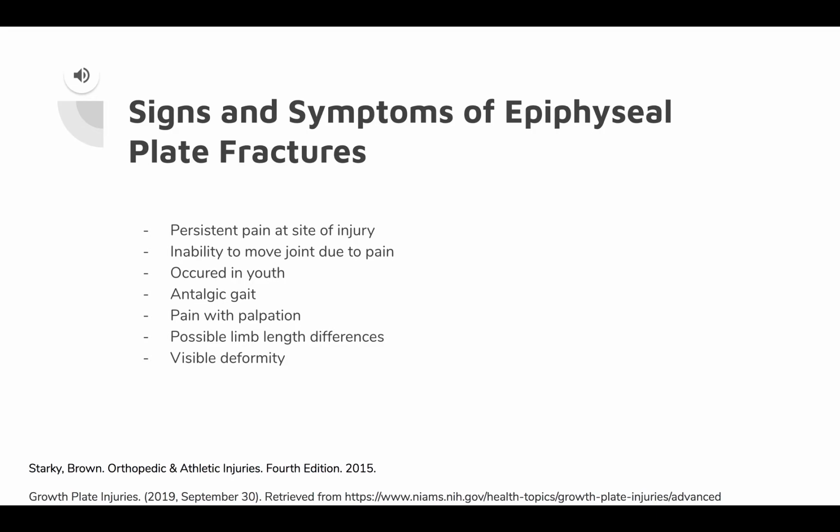There may be presence of an antalgic gait. This is limping, and it's only if the injury is to the lower limb, obviously. There may be possible limb length differences, and there may be a presence of a visible deformity.